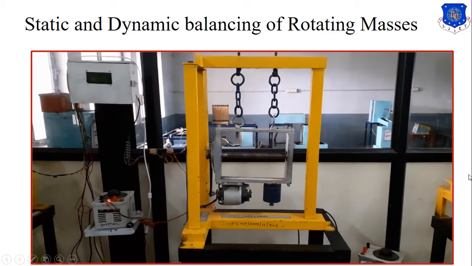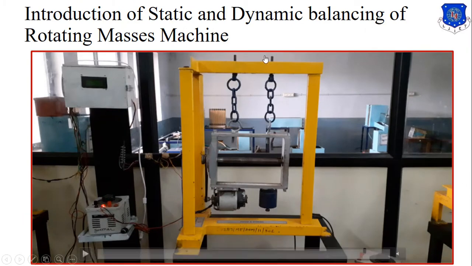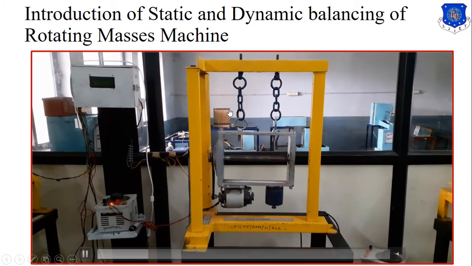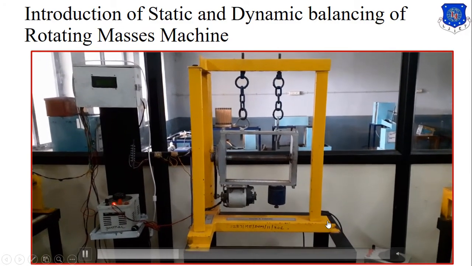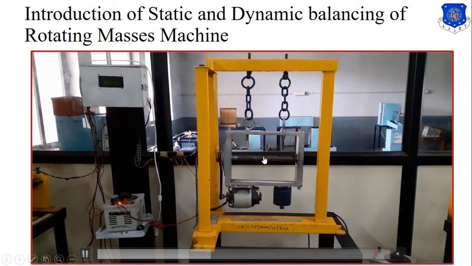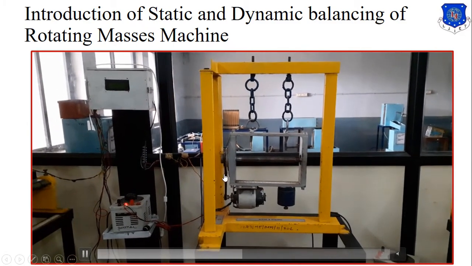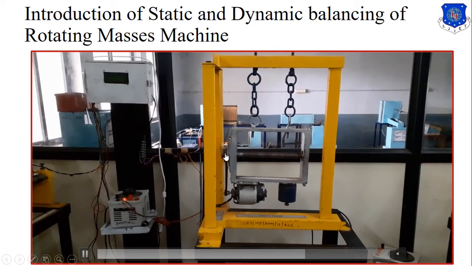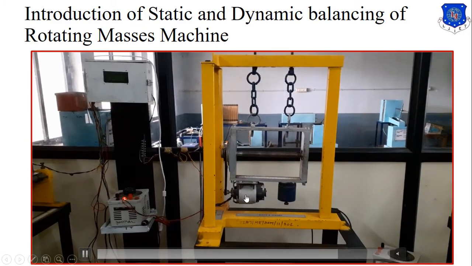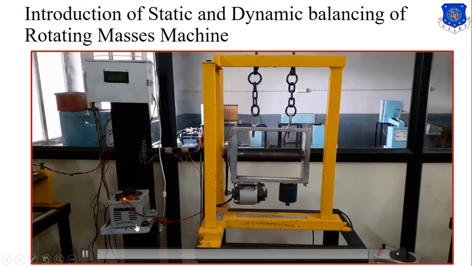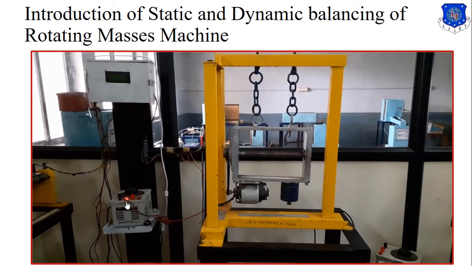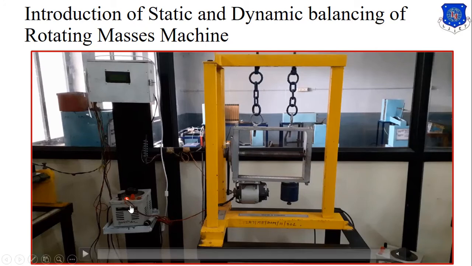Now let us start our introduction. Here, as you see, this is our static and dynamic balancing apparatus. Here there is a shaft. The V belt is attached with the pulley of the shaft, and there is a motor, and this motor is attached with the variac by which we will transfer the voltage.